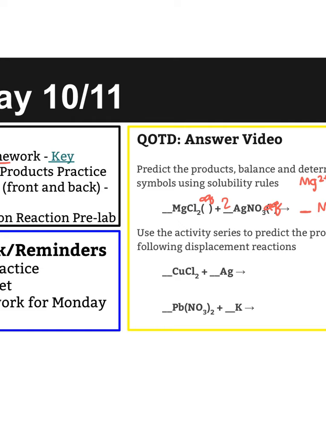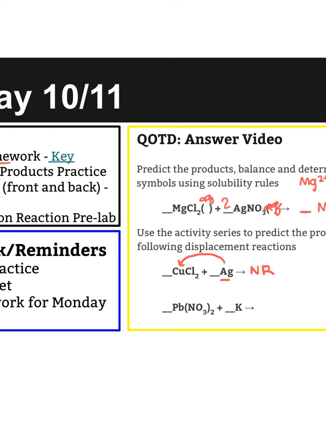For this one, we're going to use the activity series to predict the products for the following displacement reactions. So when I look, can silver replace copper? Silver is lower than copper on the activity series, so this is going to be a no reaction. It doesn't have enough activity to kick copper out.